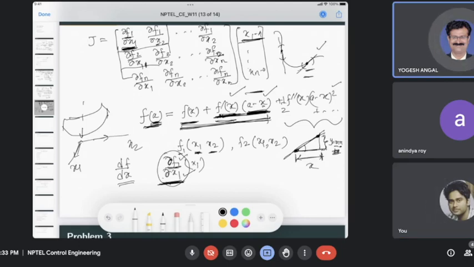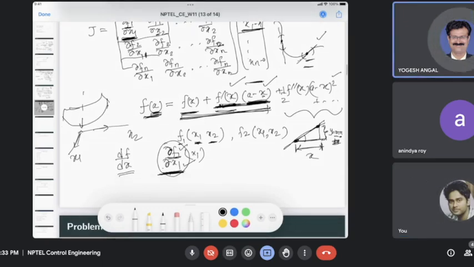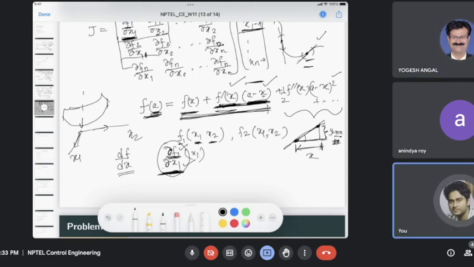Now when you are doing dou f1 by dou x1, what are you considering for the state of x2 at that time? This change is like per unit change, right? For each change in x, what is the change in the f function? At that time we are not considering x2; we just consider it as a constant term, keep x2 constant and then vary x1 and see what its effect is.